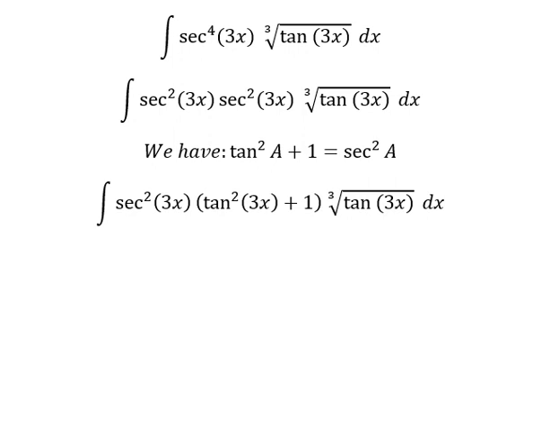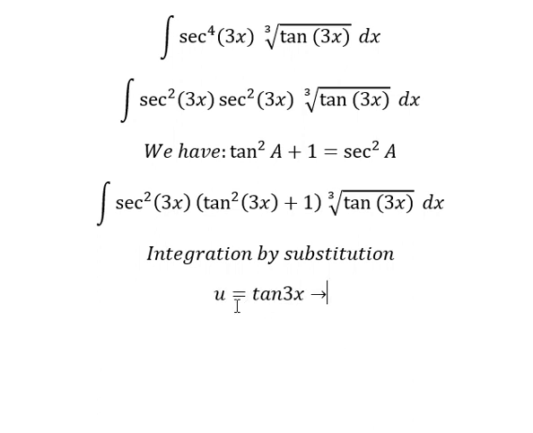Next, we can use integration by substitution. So I will put u equals tan 3x. After that, we need to do the first derivative for both sides, and we have 3 secant of 3x squared dx. Because we don't have number 3 in here, we need to divide both sides by number 3.